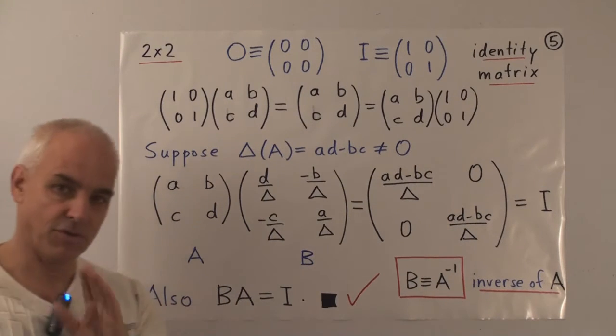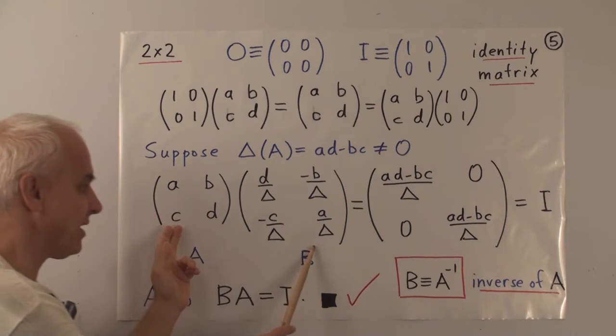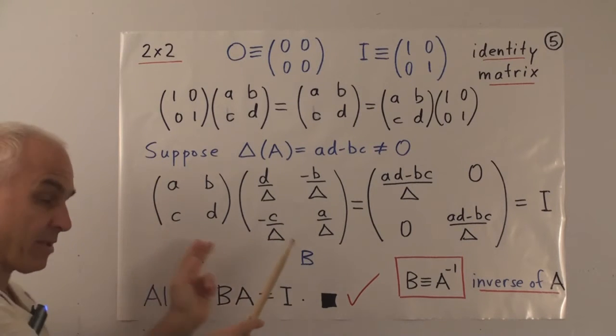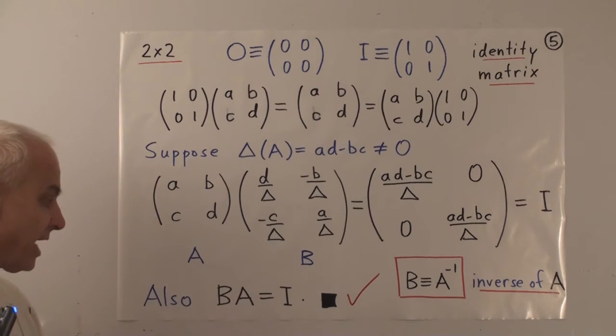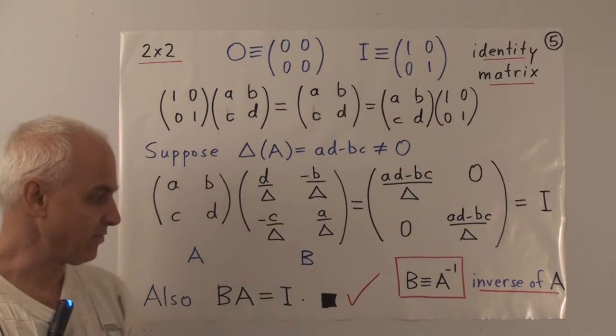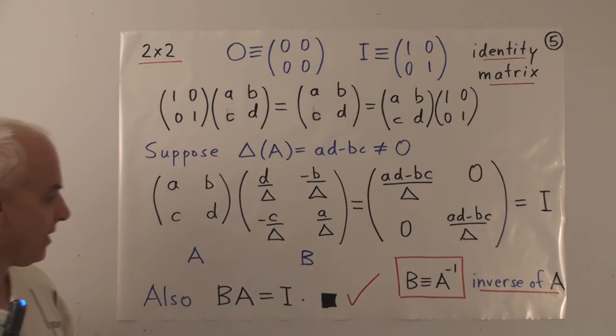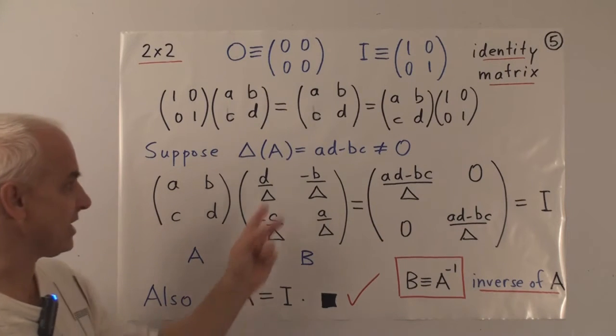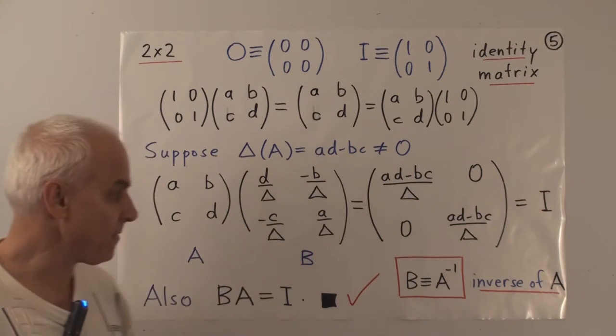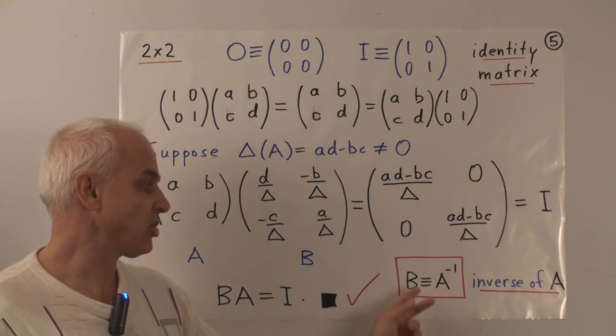And please do it yourself. Check that if we take these same two matrices and multiply them in the opposite order, B times A, you also get the identity matrix. So we have seen that the inverse always exists if the determinant is non-zero, and we use this notation.